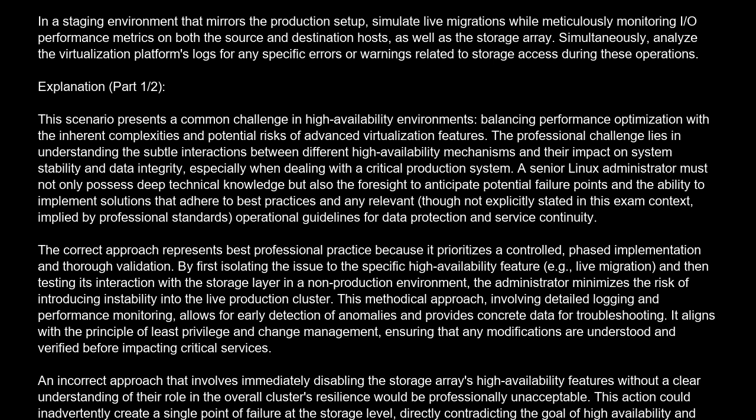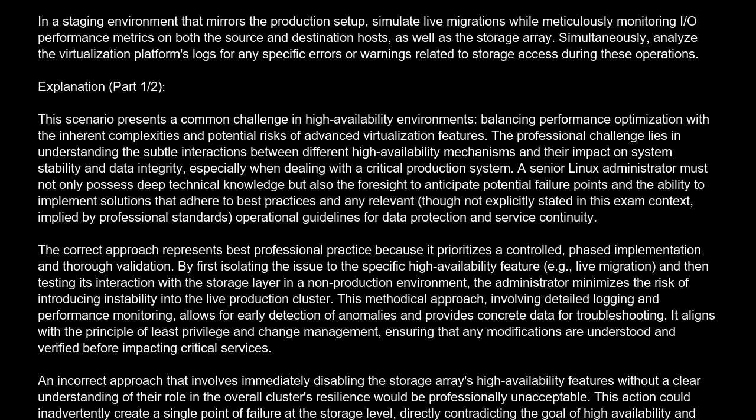Explanation. This scenario presents a common challenge in high availability environments, balancing performance optimization with the inherent complexities and potential risks of advanced virtualization features. The professional challenge lies in understanding the subtle interactions between different high availability mechanisms and their impact on system stability and data integrity, especially when dealing with a critical production system.